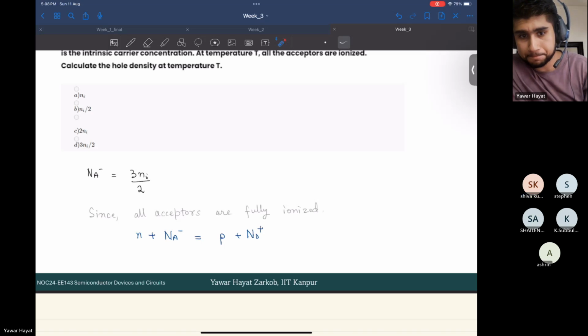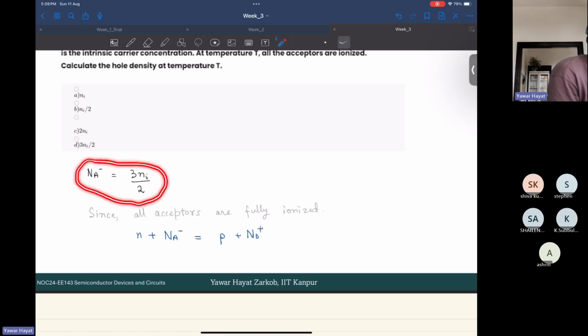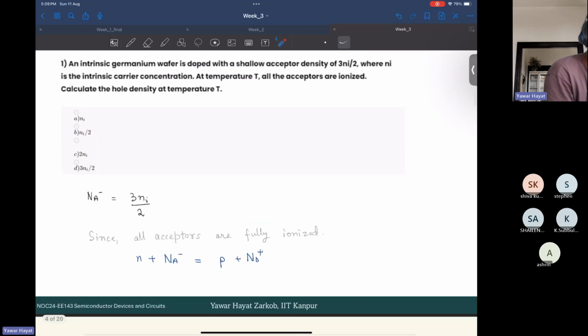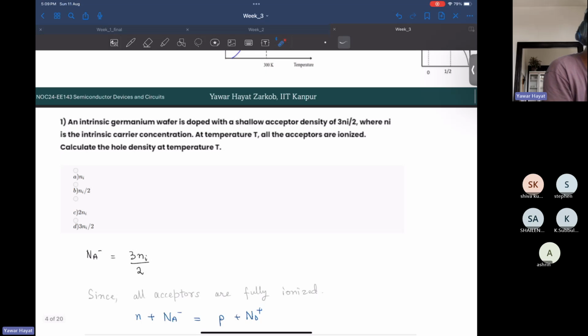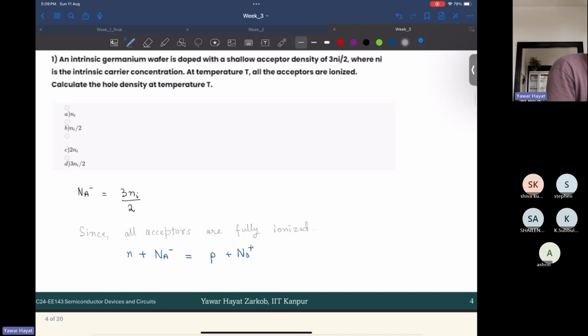N minus P, ND plus. ND plus and N minus P. N is equal to P. Okay, I got your answer. See, Na minus is 3 Ni by 2, right? So this won't be zero, but this is zero, right? We only have this acceptor doping, so we'll assume that this is zero. So let me then make this zero.